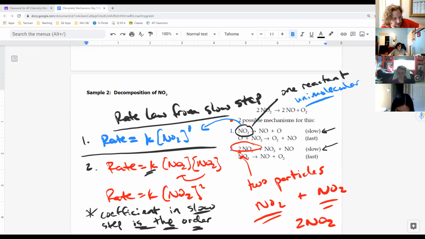That's the rate law. Much easier than dealing with an overall reaction. If you break it down into mechanisms, use the slow step. So that's how you write the rate law from a mechanism.